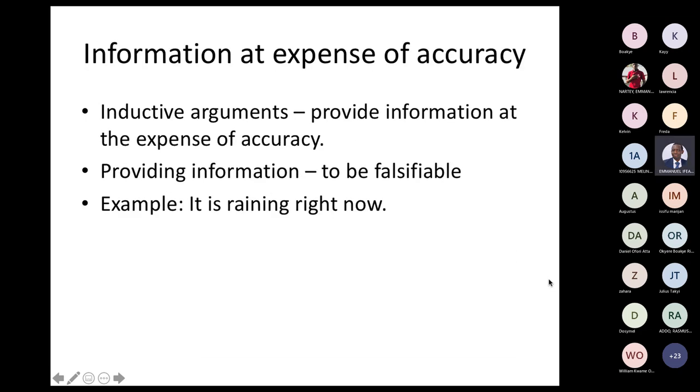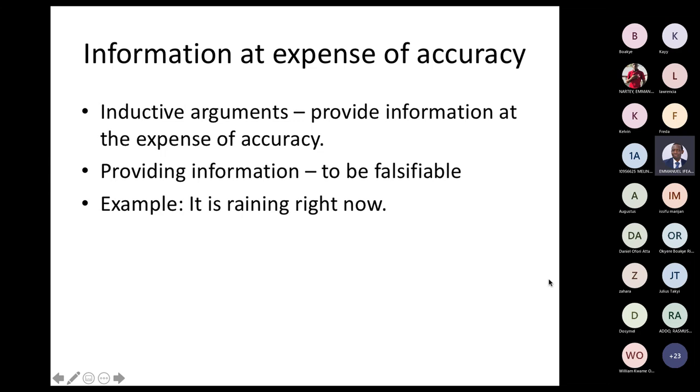Now, inductive arguments provide information, on the other hand, at the expense of accuracy. So that means that if you aim at full accuracy, you wouldn't be able to provide information. But if you aim at information provision, then you will be suffering in terms of accuracy. You will have to sacrifice something about accuracy. Now, when you are providing information, you are providing something that is falsifiable.